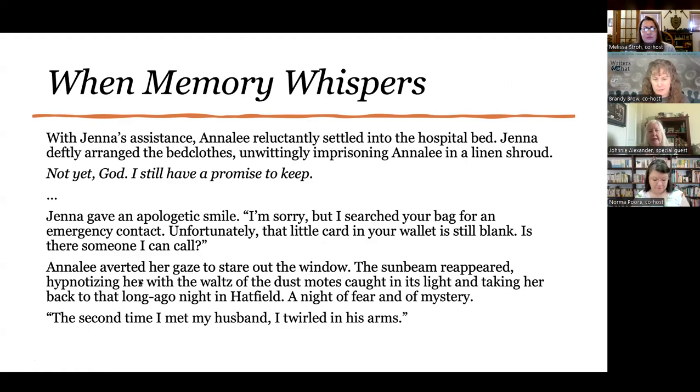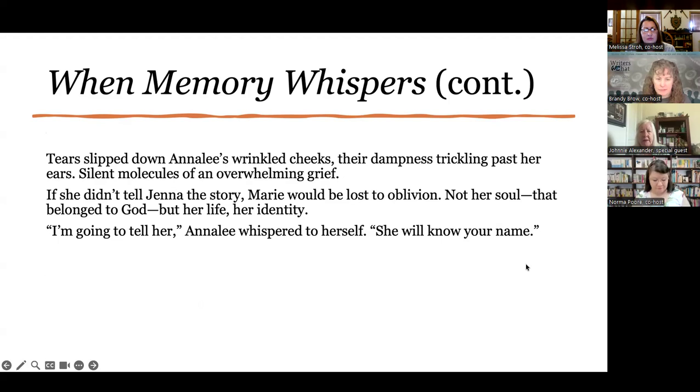Anna Lee averted her gaze to stare out the window. The sunbeam reappeared, hypnotizing her with the waltz of the dust motes caught in its light, and taking her back to that long ago night in Hatfield, a night of fear and of mystery. The second time I met my husband, I twirled in his arms. Tears slipped down Anna Lee's wrinkled cheeks, their dampness trickling past her ears, silent molecules of an overwhelming grief. If she didn't tell Jenna the story, Marie would be lost to oblivion. Not her soul, that belonged to God, but her life, her identity. I'm going to tell her, Anna Lee whispered to herself. She will know your name.